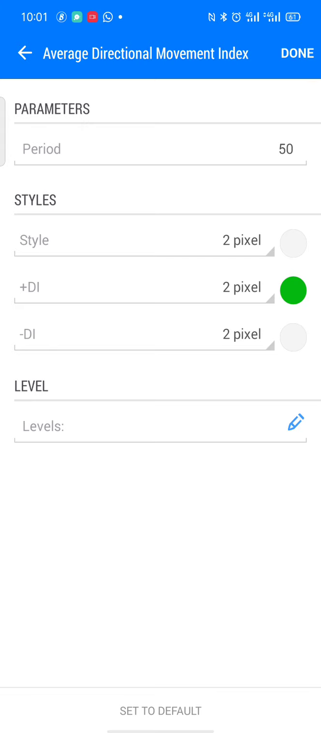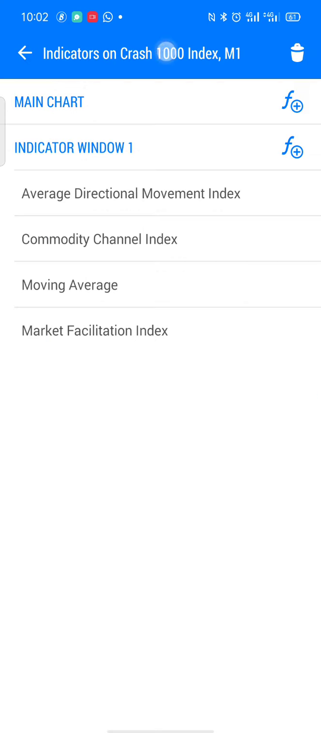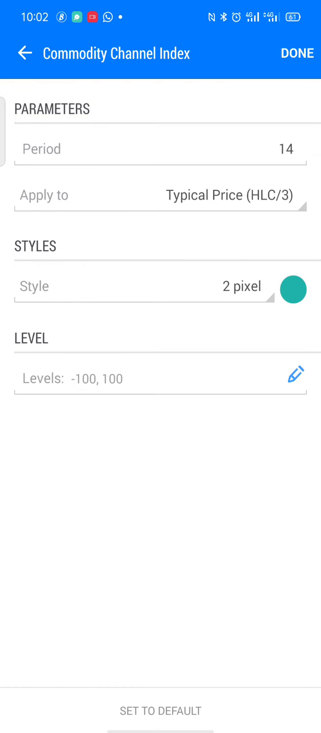So my screen is white, so I'm using white. Then the positive DI, use green. The negative DI, 2 pixel, use the color of your screen. Then you click done. The next indicator is the Commodity Channel Index, period 14, applied to typical price.